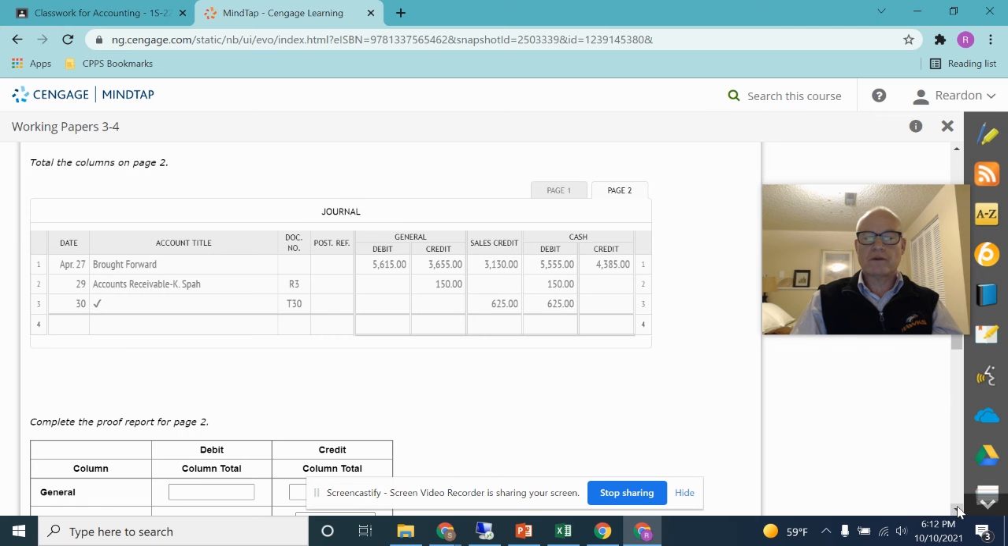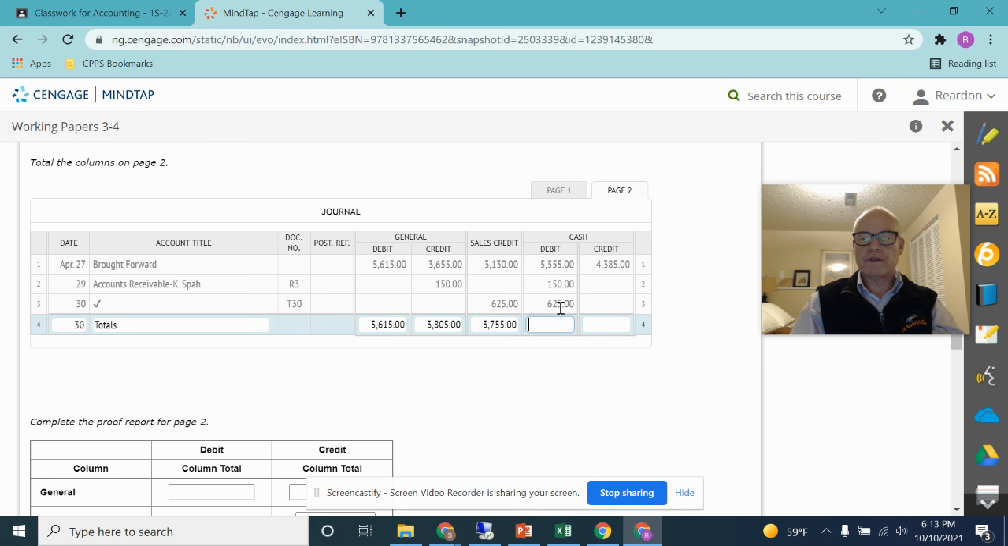Page 2, prove cash. Okay, what are my totals? I think I can maybe get this. So on the 30th, I'm going to say totals. Now notice that April 27th brought forward my previous totals, right? From the previous page. So I've got 5615. I've got 3655 plus 150, which is 3805. 3130 plus 625, 3755.